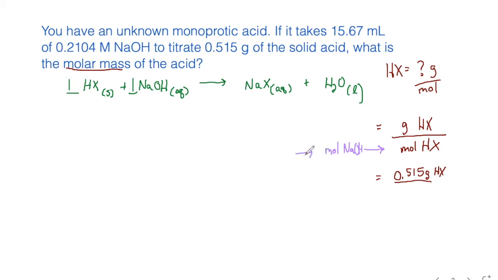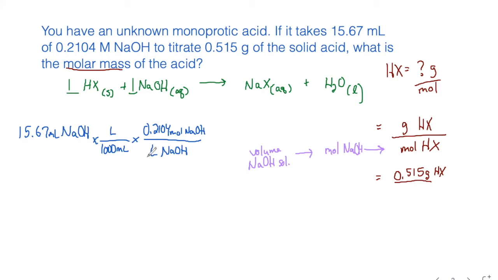And the moles of sodium hydroxide we can get from the volume of the sodium hydroxide solution, because we have sodium hydroxide solution with a known concentration. So you can use the molarity to get the moles from the volume. So let's go ahead and start with our known 15.67 milliliter volume of sodium hydroxide solution. Convert that to liters, and then use the known concentration, and that concentration will get us from liters to moles.